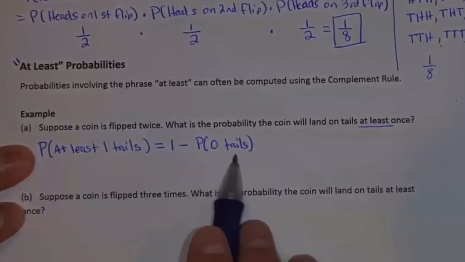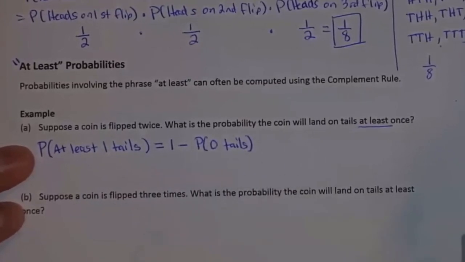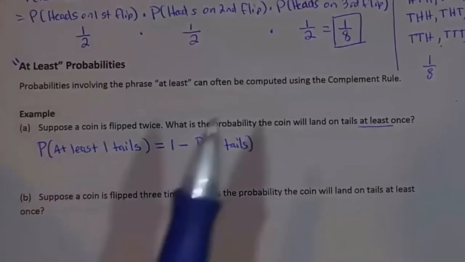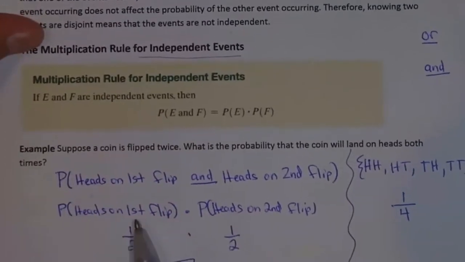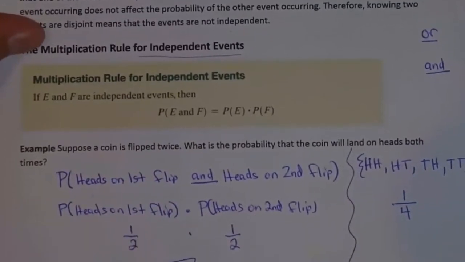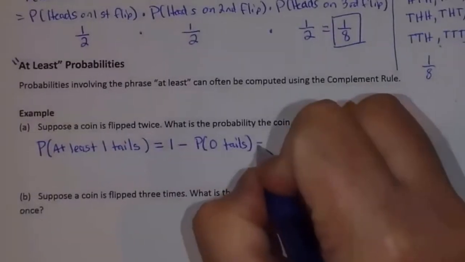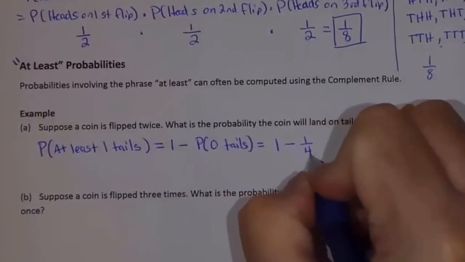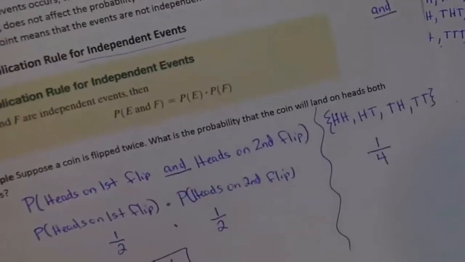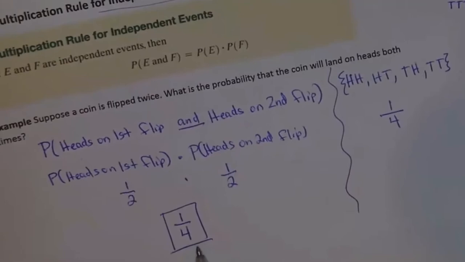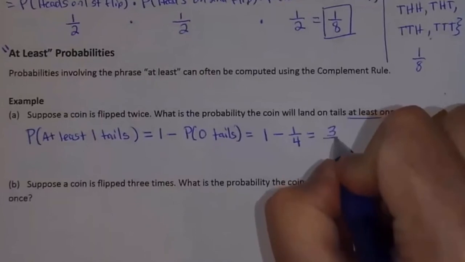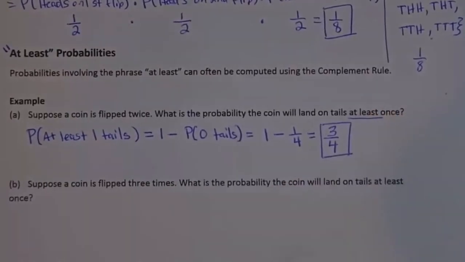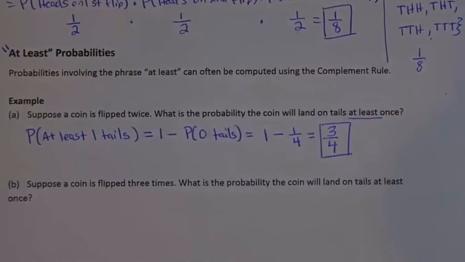Now 0 tails is equivalent to saying both heads. So again, back here on this problem, we asked what's the probability it will land on heads both times? Well, if I have both heads, that means 0 tails. So this would be 1 minus 1/4, again, because the probability of both heads, which is equivalent to 0 tails, is 1/4, which means the probability is 3/4. So if I flip a coin twice, the probability that it will land on tails at least once is 3/4.